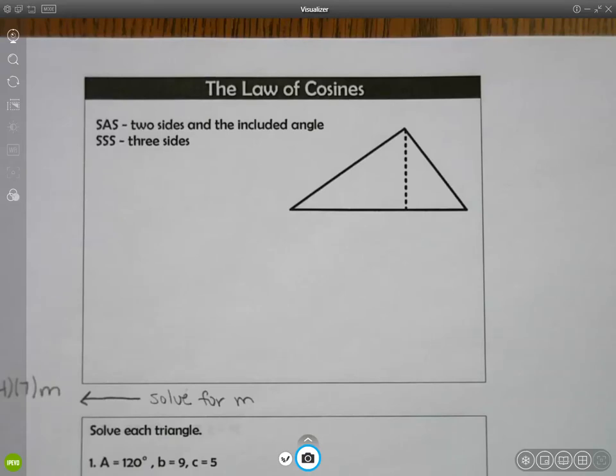Alright, so today we're going to do the law of cosines. And the law of cosines is what you're going to use when you're not given a matching pair. So anytime you're given information about a triangle where you know an angle and the side opposite, you're going to use the law of sines.